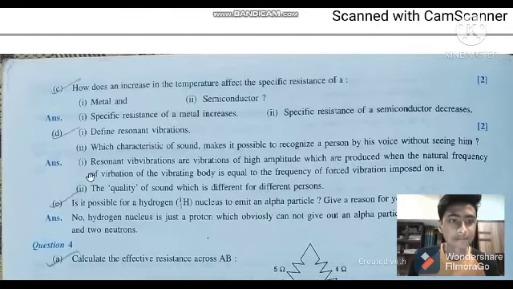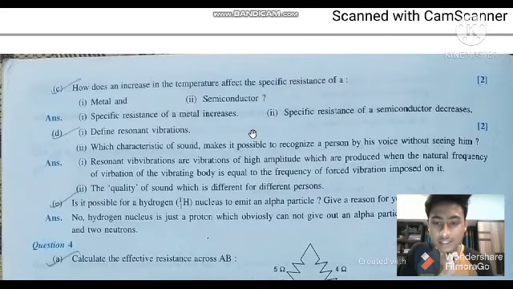So this part is the specific resistance of a metal increases. Second part is specific resistance of a semiconductor decreases, because a semiconductor's resistance ultimately increases for a certain instance and then it's going to decrease. So for metal, resistance increases, so specific resistance is directly proportional, so it increases. But for semiconductors, it actually decreases.